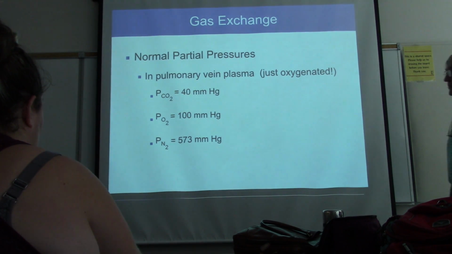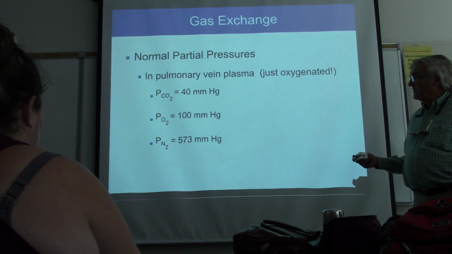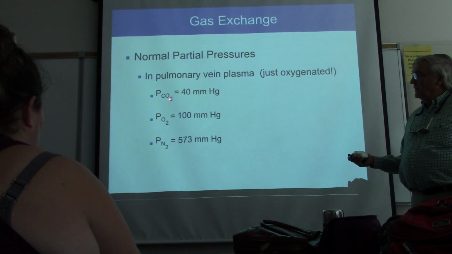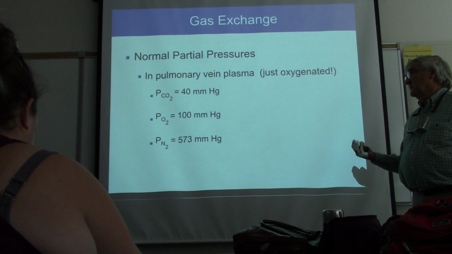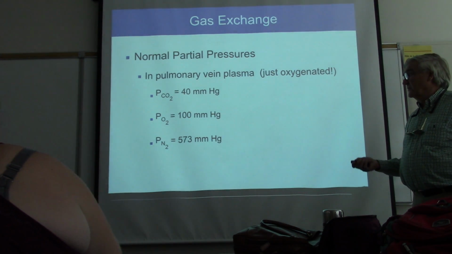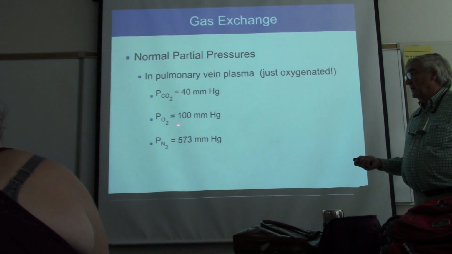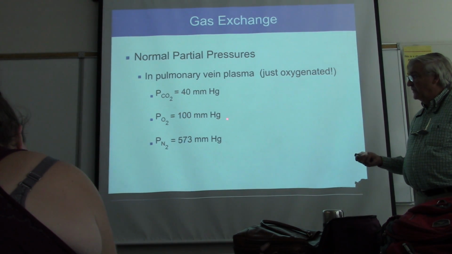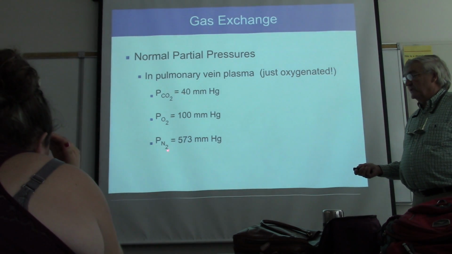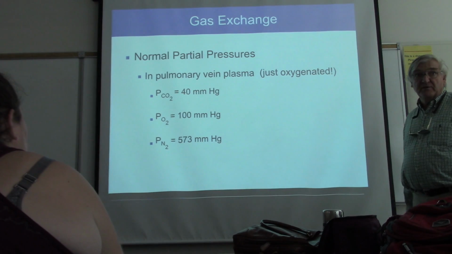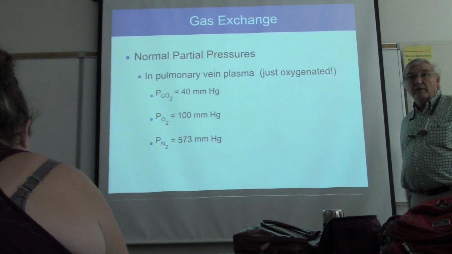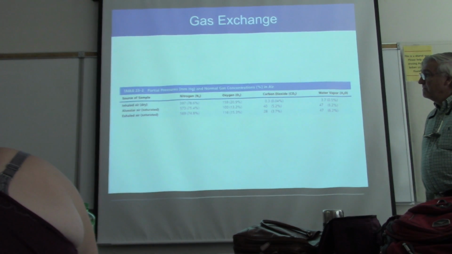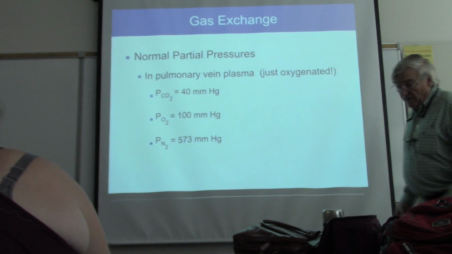I think I'll stop right there on normal partial pressure. You kind of already hit on these. Partial pressure of carbon dioxide is low, only 40 out of 760. So that's about 0.5% or 0.4%. PO2 is about 21%, and that's about 100. Partial pressure of nitrogen, 573. Most of the partial pressure in our air is due to nitrogen. Okay, we'll stop right there.